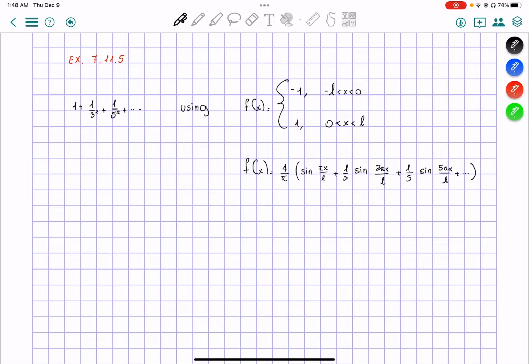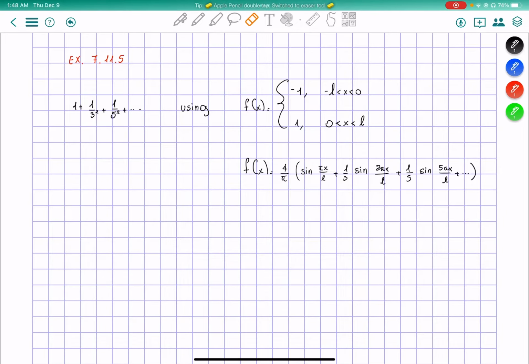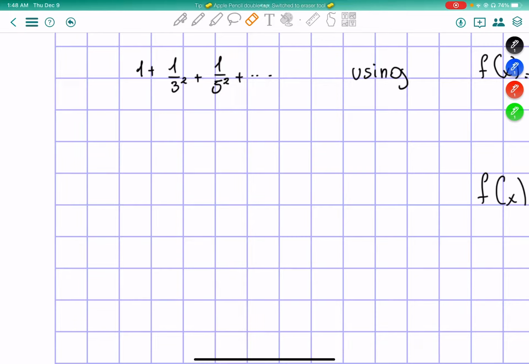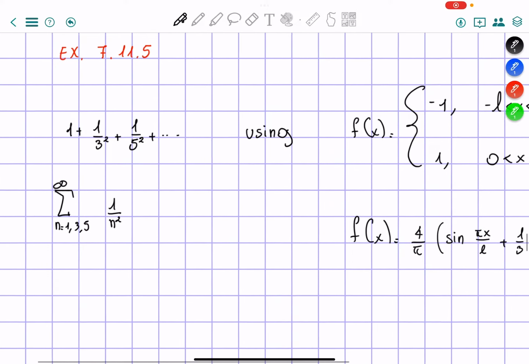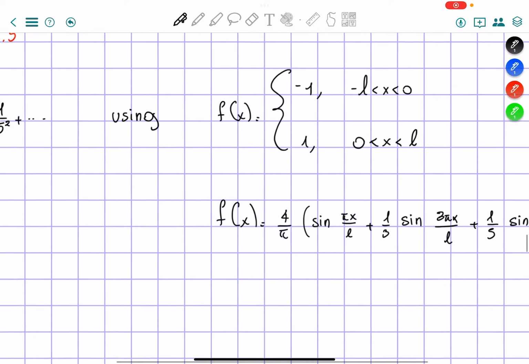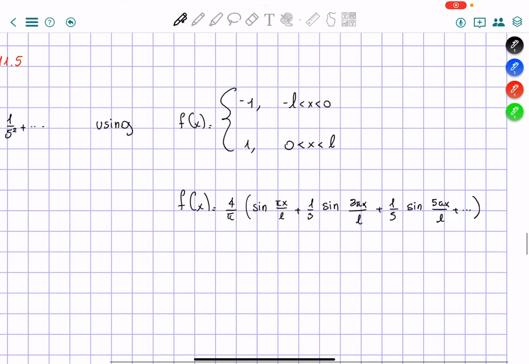For Chapter 7, Section 11, Exercise number 5, we are asked to find the solution to this sum that I'm actually going to reduce immediately. So I can rewrite it as the sum from n equals 1, 3, 5 to infinity of 1 over n squared. Okay. Using the solution of our exercise 9.9.